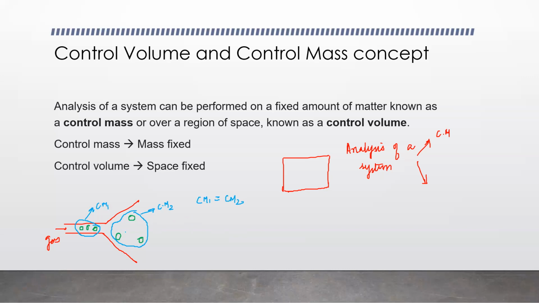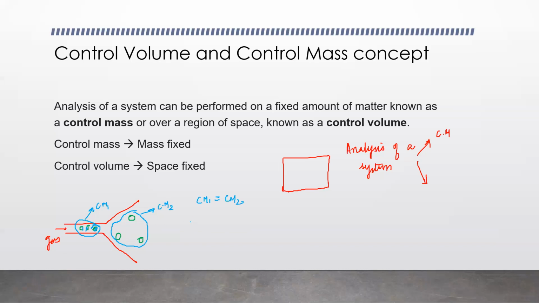Because the mass of CM1 is the same as the mass of CM2, because we are tracking only these three molecules. Wherever these three molecules go, they are a part of our system. They are a part of our analysis. So in this entire universe, wherever these three molecules are located, that would be our system. If they are in this small volume, it's a part of our system. When it is in such a large volume, then also it is a part of our system.